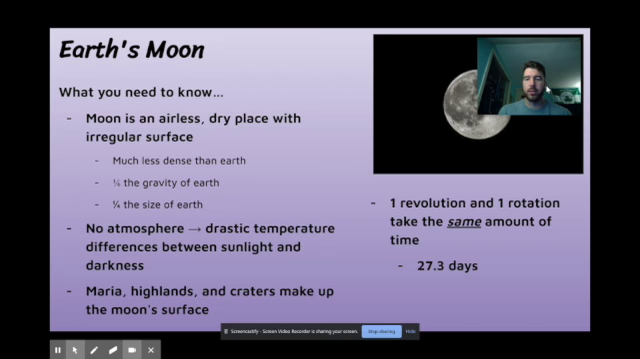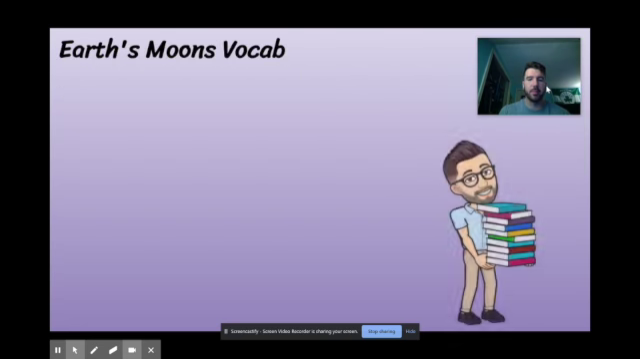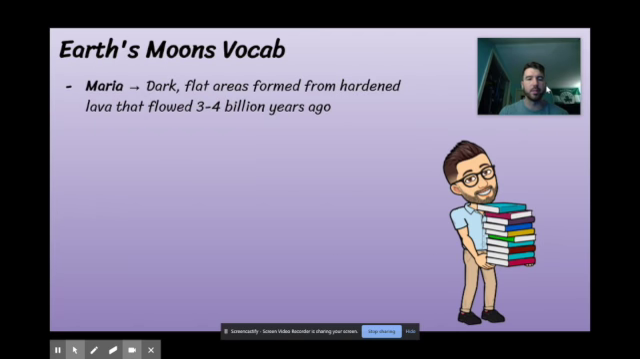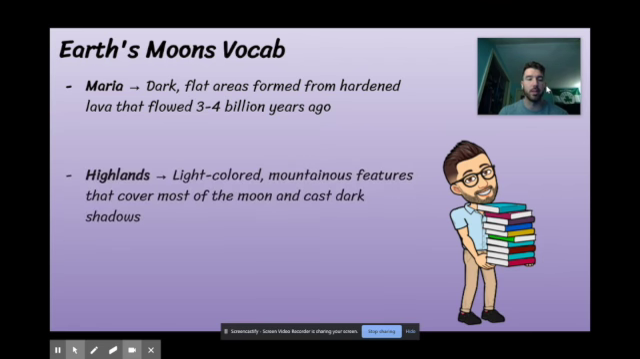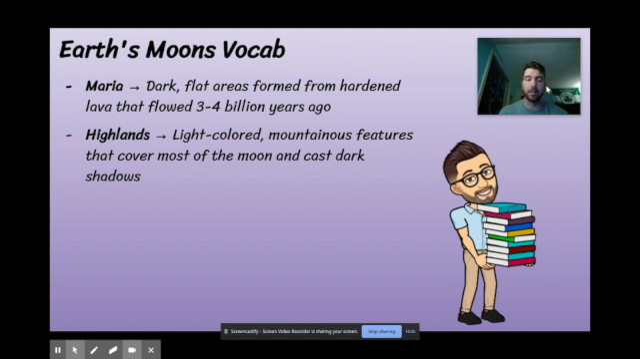All right, moving on to the moon's vocab. Some important vocab words you will need to know are Maria, which are dark, flat areas formed from hardened lava that flowed 3 to 4 billion years ago. You'll also need to know highlands, which are lighter in color. So the dark areas on the moon are the Maria. The light-colored regions of the moon are its highlands.